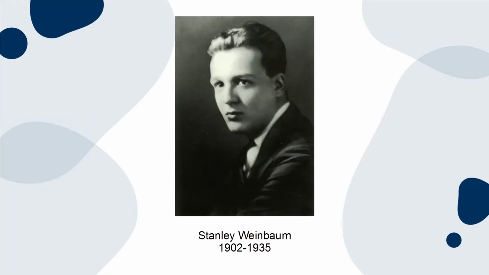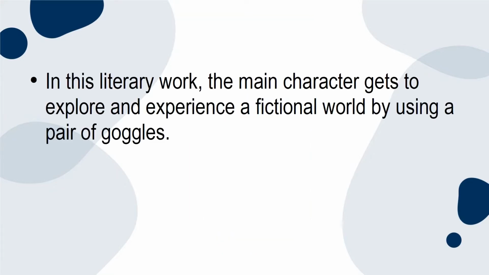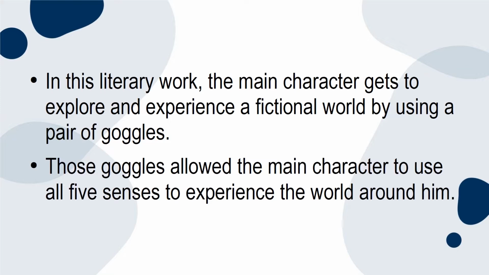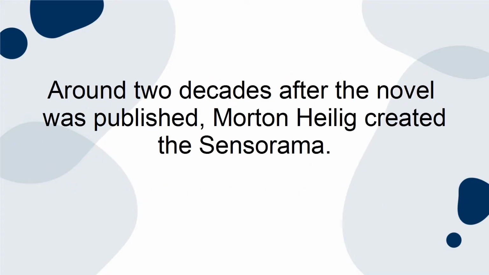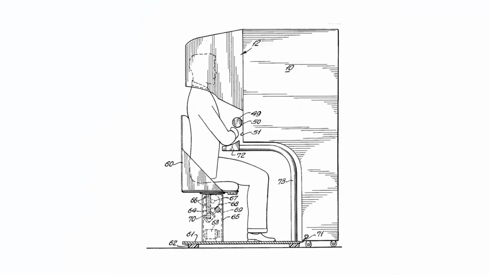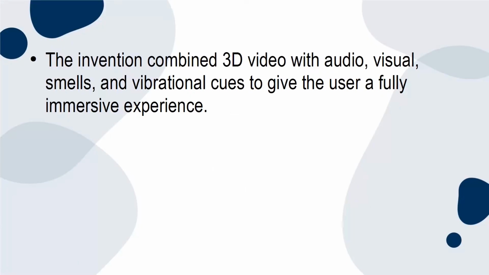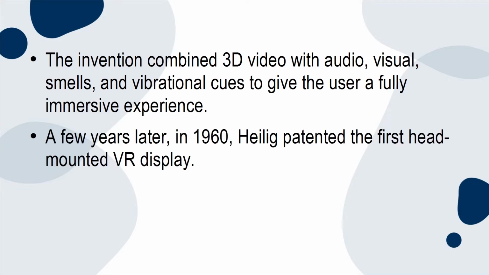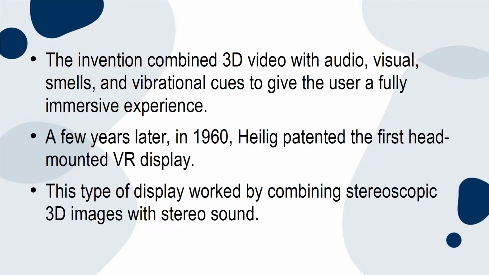The development of this technology helped inspire Stanley Weinbaum to publish his novel Pygmalion's Spectacles. In this literary work, the main character gets to explore and experience a fictional world by using a pair of goggles. Those goggles allowed the main character to use all 5 senses to experience the world around him. Around 2 decades after the novel was published, Morton Heilig created the Sensorama. The Sensorama was a machine that simulated what it would look and feel like to ride a motorcycle in Brooklyn. The invention combined 3D video with audio, visuals, smells, and vibrational cues to give the user a fully immersive experience. A few years later, in 1960, Heilig patented the first head-mounted VR display. This type of display worked by combining stereoscopic 3D images with stereo sound.